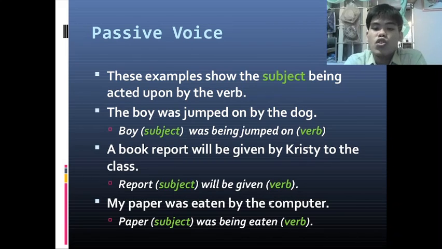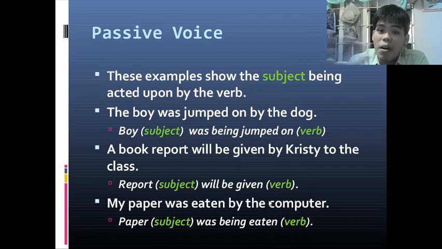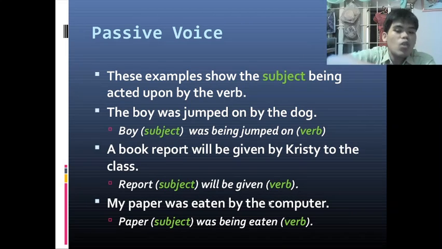These examples show the subject being acted upon by the verb, or the subject is receiving the action. The boy was jumped on by the dog. So, was the boy jumping? No. So, the boy received the action jump. A dog jumped over the boy. The boy did not do the jumping. He only received the jump from the dog.